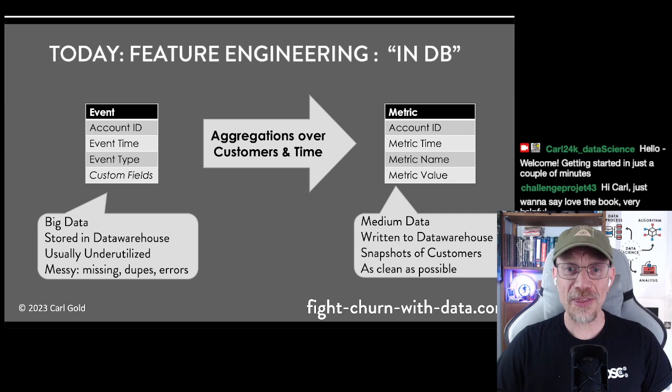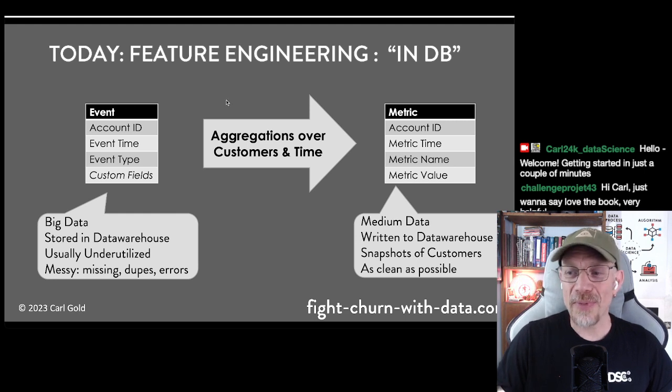So if you read the book, this is very familiar to you. If not, let me explain. We are going to take the event data that we just saw in the table, and we're going to do aggregations over customers and time.